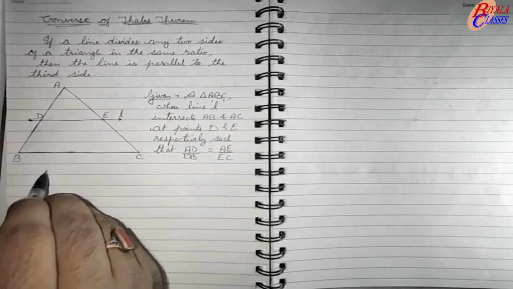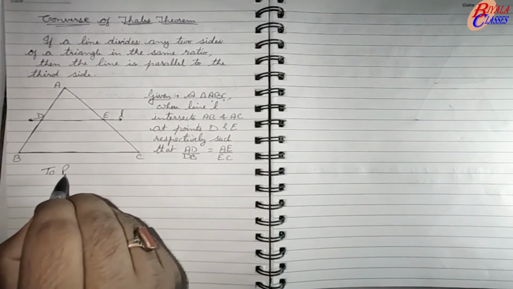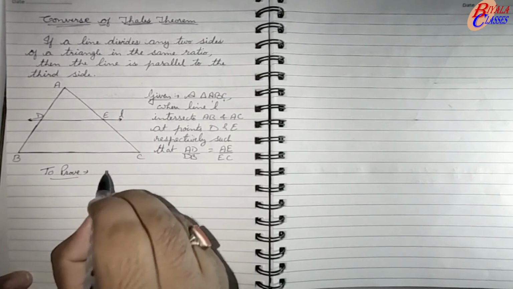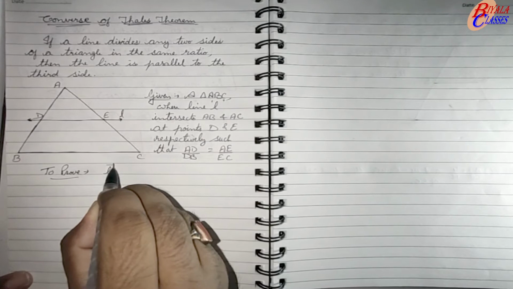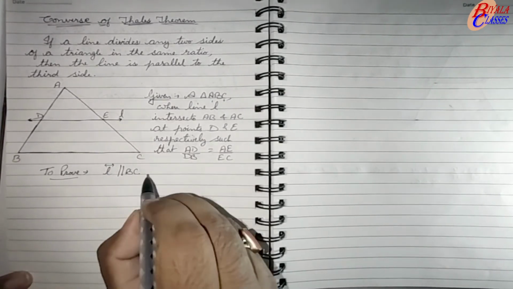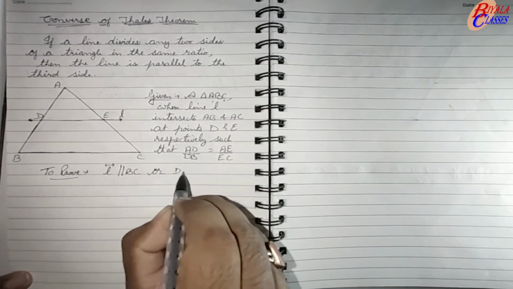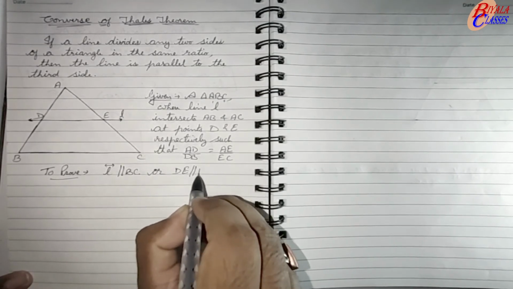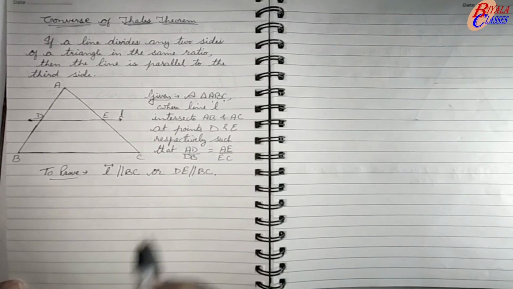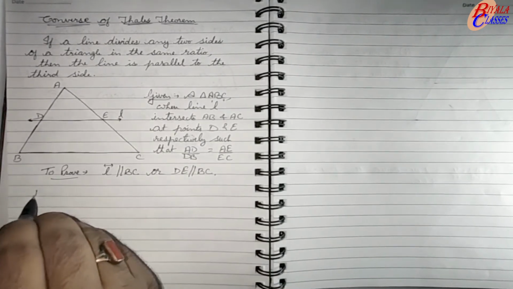And what we have to prove? Here we have to prove that the line L is parallel to BC, or you can say that we have to prove DE is parallel to BC. Now in order to prove this, let us move towards the proof.